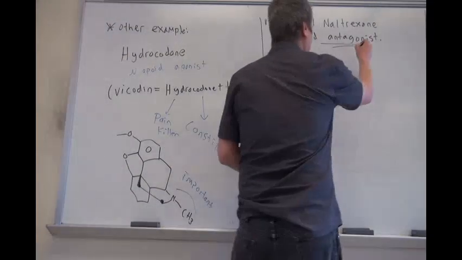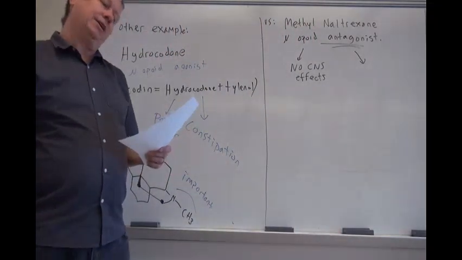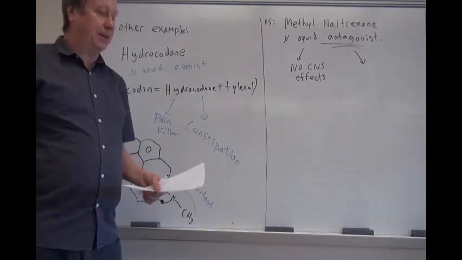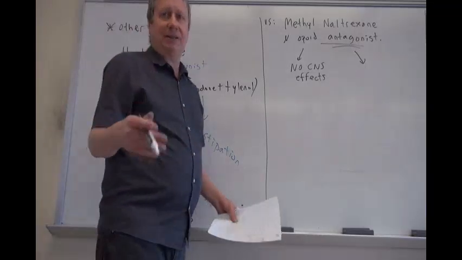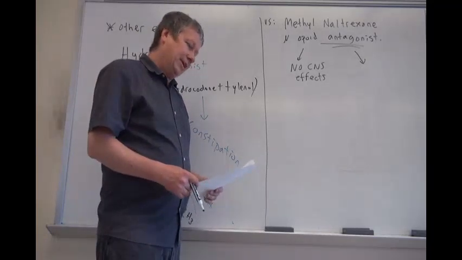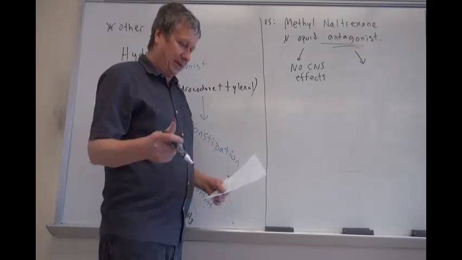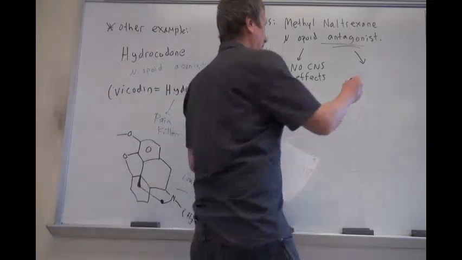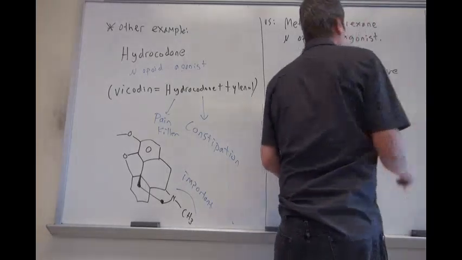But since it's an antagonist, in terms of digestive effects, loperamide was an anti-diarrhea drug, so it caused basically constipation, and it was used as a clinical anti-diarrhea drug. Methyl naltrexone is an antagonist, so it's the opposite. It's actually a laxative.